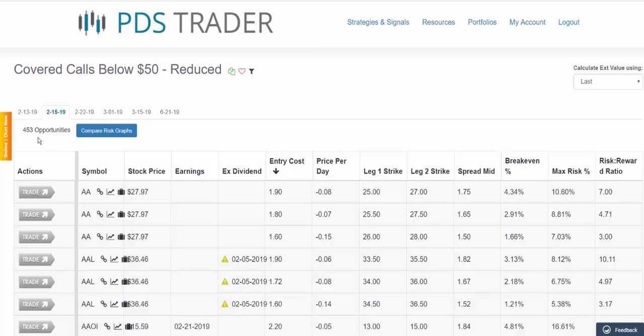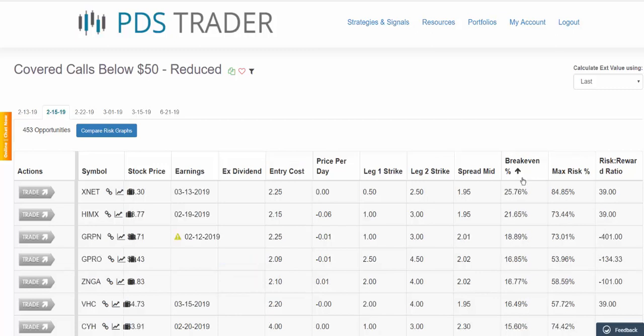To begin with, it lists all of the symbols and all the opportunities in alphabetical order. However, I can click on any of these columns and prioritize how it lists the different opportunities. So, for example, if I click on break even, I can have the best break-even trades at the top, and then it goes down from there. That's not how I do it.